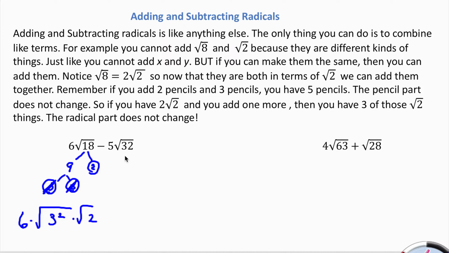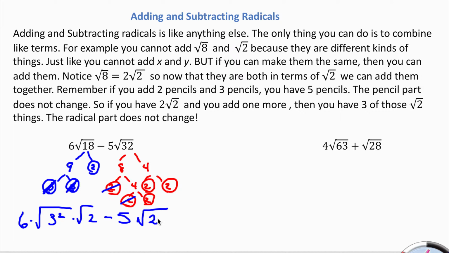All right, let's do the 32. So let's say maybe 8 times 4. 2 times 4. 2 times 2. And 2 times 2. All right. Now, don't forget we have a 5. Okay, there's 2 2's. Here's 2 2's. And then there's 1. Right now they're all still under the radical, right? They all came from this.